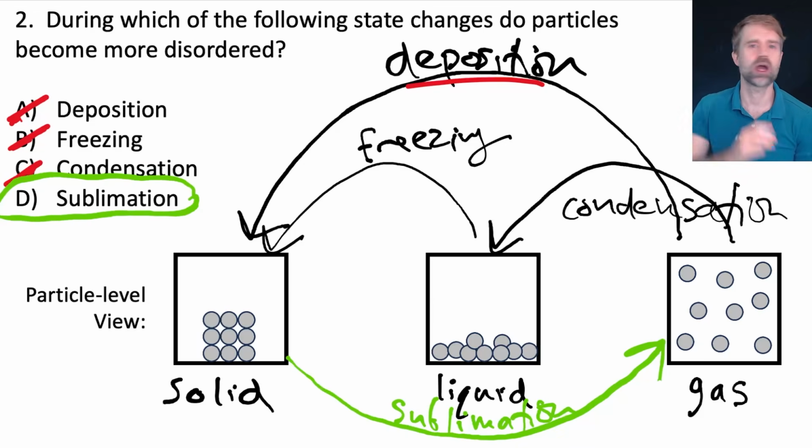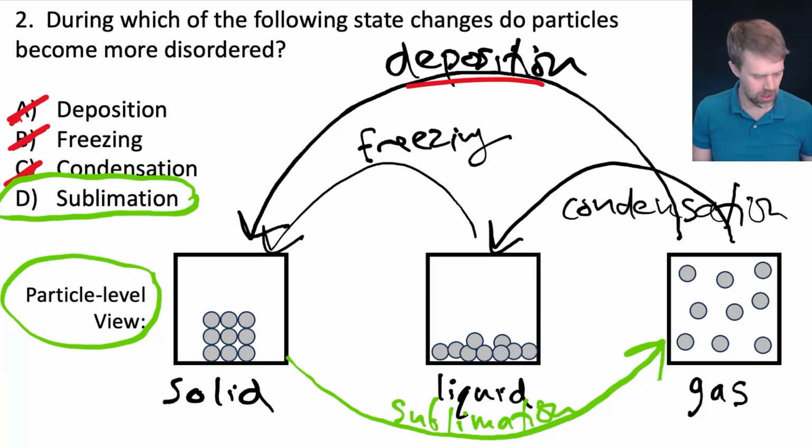Things you got to know for the TEAS. You got to know all the different state changes, right? What turns into what? You also got to know what this particle level view of different materials look like, depending on whether they are solid, liquid, or gas.